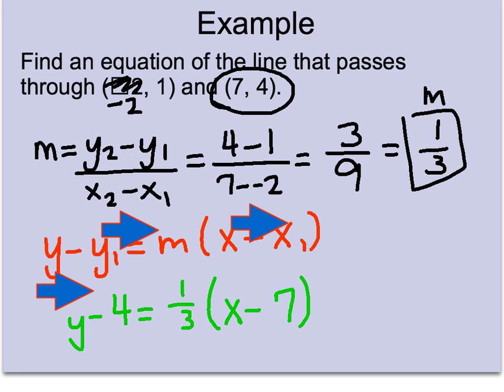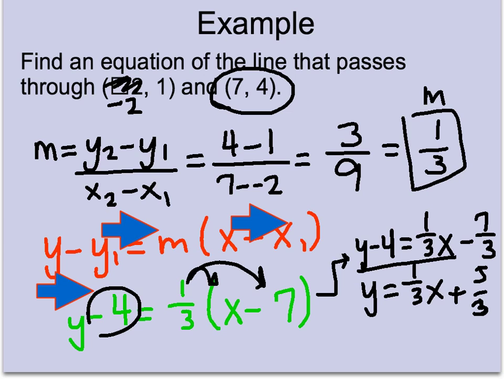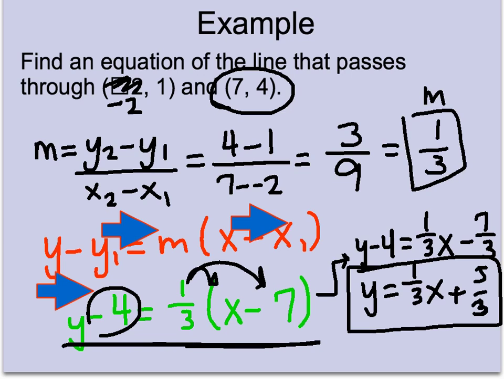If you're asked for a slope-intercept form, we need to continue by distributing the 1/3 first and then moving the -4 to the other side. So that gives me y minus 4 equals 1/3 x minus 7/3. My last step will be to add the 4, so I get y equals 1/3 x plus 5/3. Oops, that should be 5/3. And so here's the slope-intercept form, and then this would be the point-slope form.